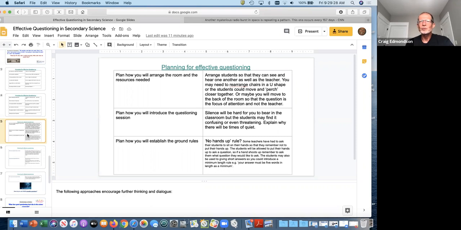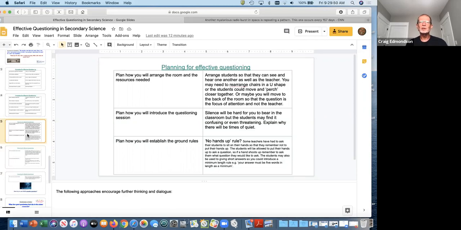I would roam from spot to spot, and I very seldom had my desks in rows. They were usually grouped in tables, grouped in squares, or maybe small U-shaped patterns, whatever I could accommodate so that I could get around and so that the students were facing one another. So experiment with arranging your room in a way that drives conversation.